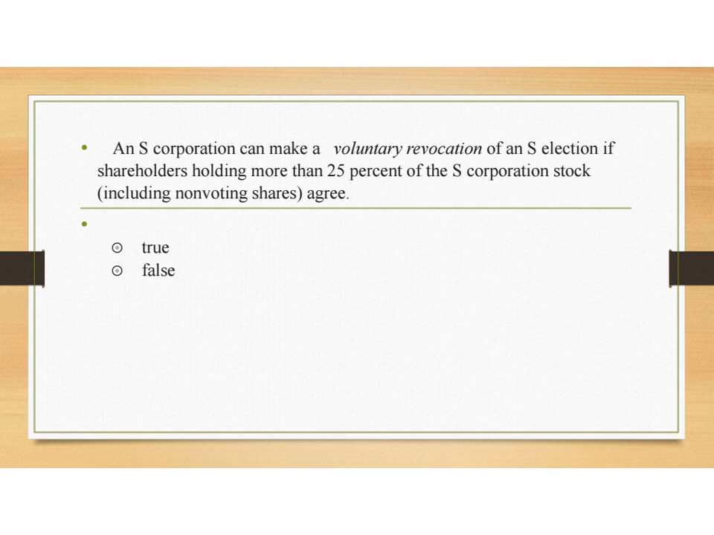An S corporation can make a voluntary revocation. An S corporation can voluntarily revoke its S status, or it can do something problematic from a qualification perspective, and it can involuntarily terminate its status. But in this situation, if you've got shareholders who hold more than 25% of the S corporation stock, and they agree, can they voluntarily vote to revoke the S corporation status? The answer is no, they cannot.